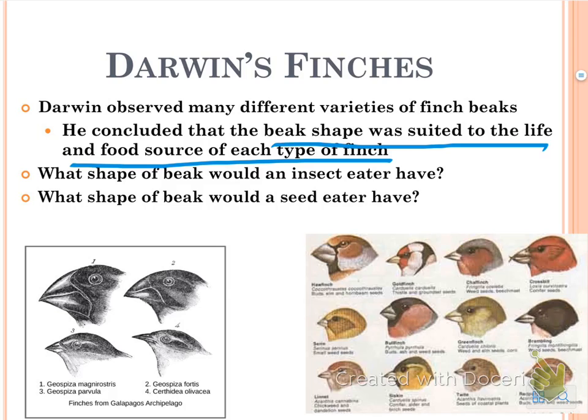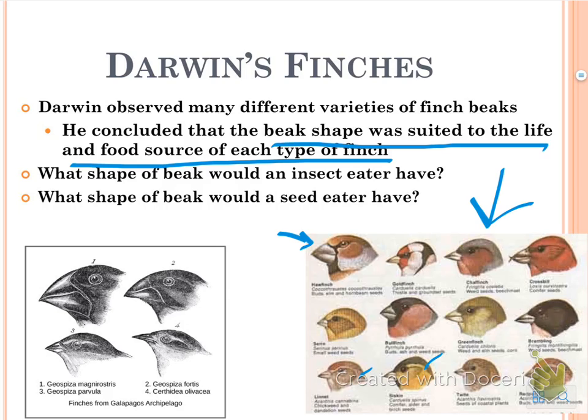So for example, if you look at this picture down here, what shape of beak would an insect eater have? Well, an insect eater is not going to have a huge beak like this because that's not going to help him get insects. Usually they have a sharp beak. So let's see, kind of like these guys down here.